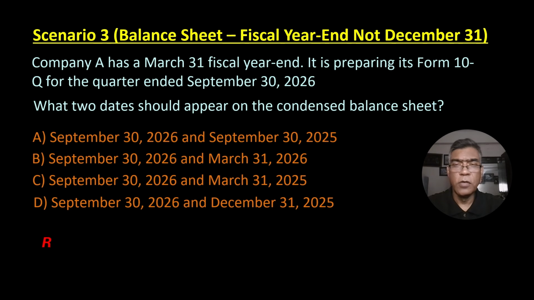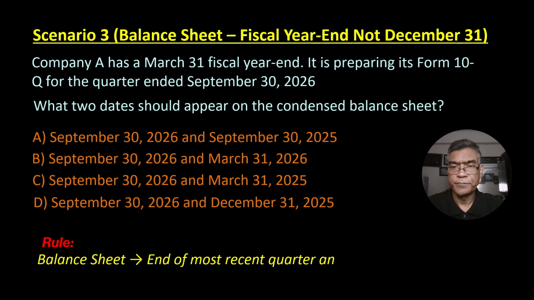So what is the rule for the balance sheet? End of most recent quarter and end of preceding fiscal year. So end of most recent quarter means September 30, 2026. End of preceding fiscal year means March 31st, 2026. So the answer is B, right? Yes.